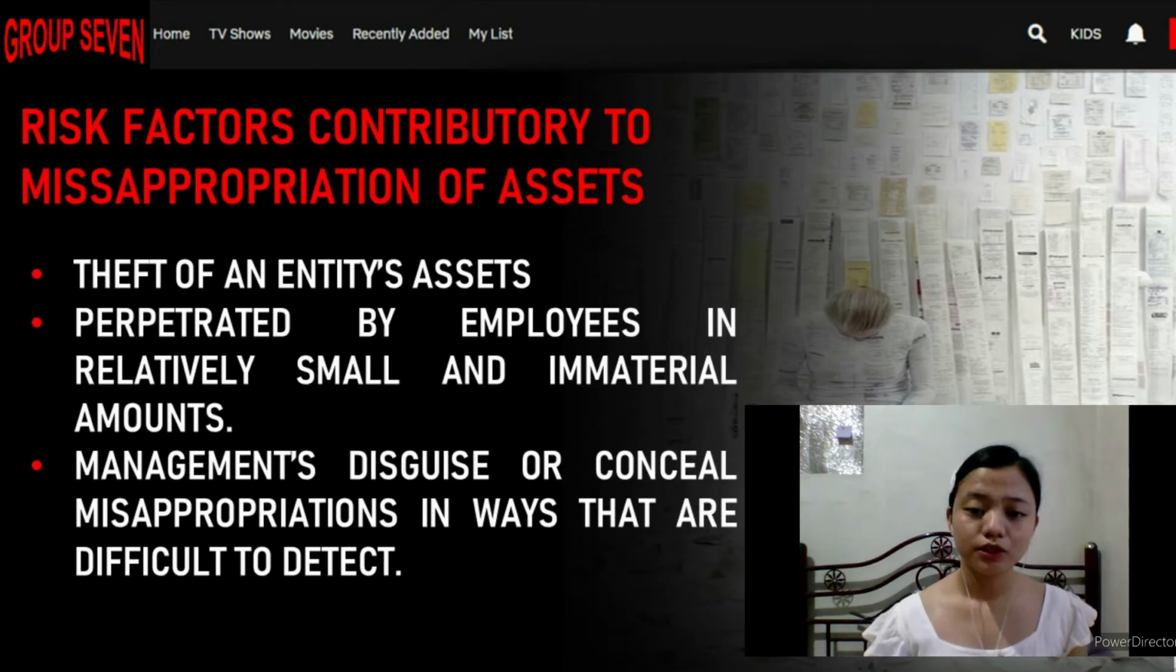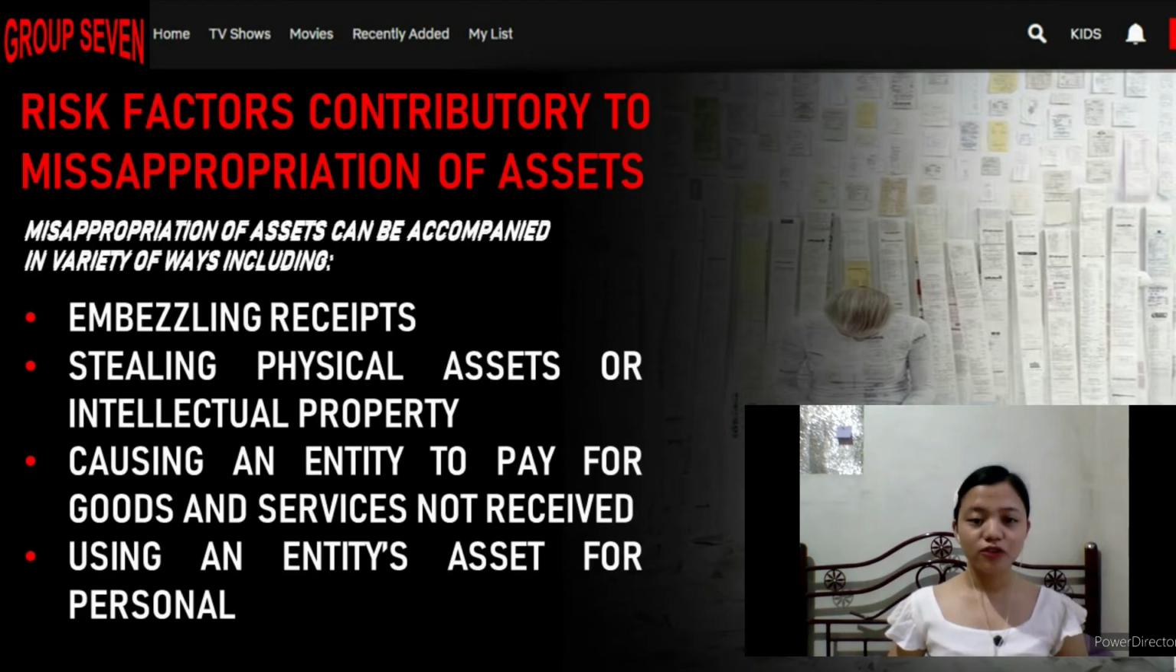It is believed that the misappropriation of assets may be due to the theft of an entity's assets in relatively small and immaterial amounts that is usually committed by the employees. On the other hand, it can also be due to management's action of concealing the misappropriation in a way that it is hard to be detected. However, asset misappropriation can happen in numerous ways that include embezzling of receipts.